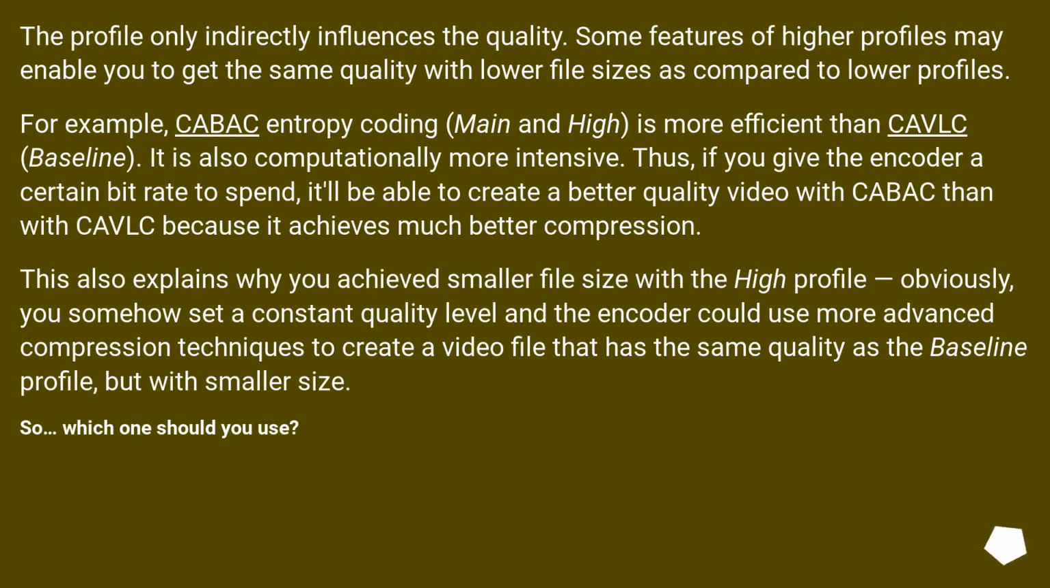The profile only indirectly influences the quality. Some features of higher profiles may enable you to get the same quality with lower file sizes as compared to lower profiles. For example, CABAC entropy coding, main and high, is more efficient than CAVLC, baseline. It is also computationally more intensive. Thus, if you give the encoder a certain bit rate to spend, it'll be able to create a better quality video with CABAC than with CAVLC because it achieves much better compression.